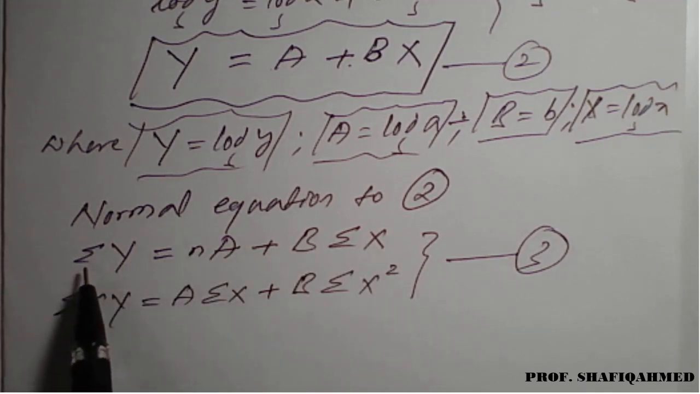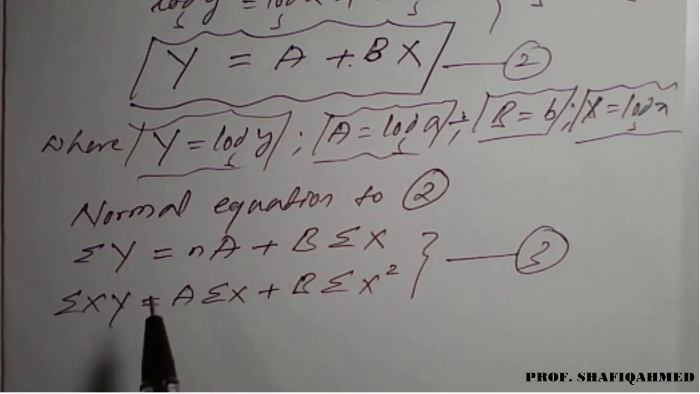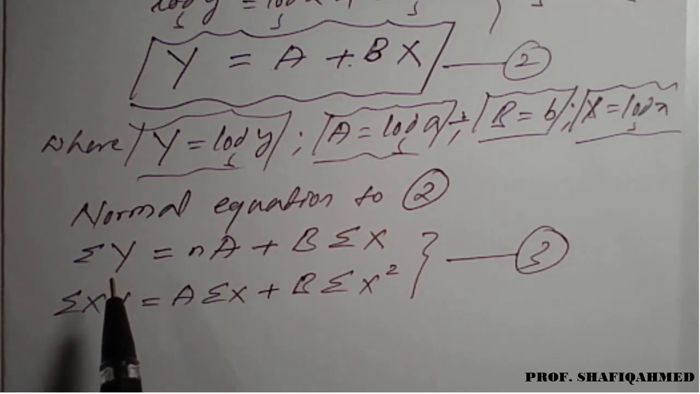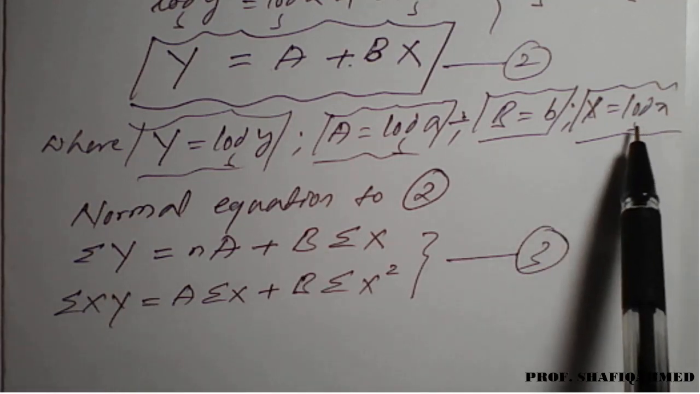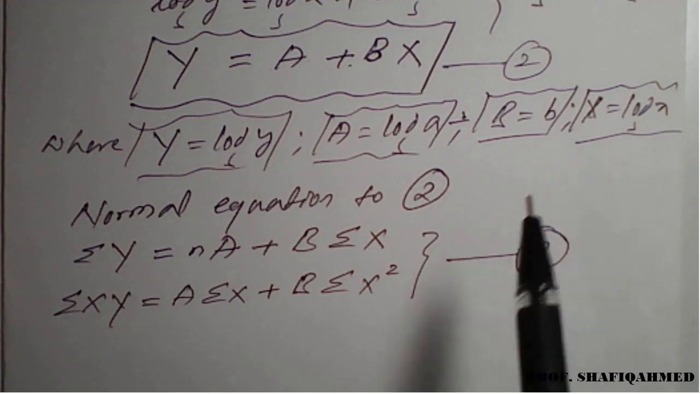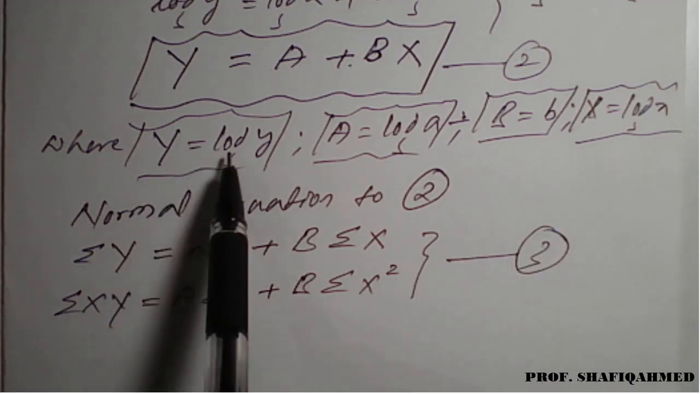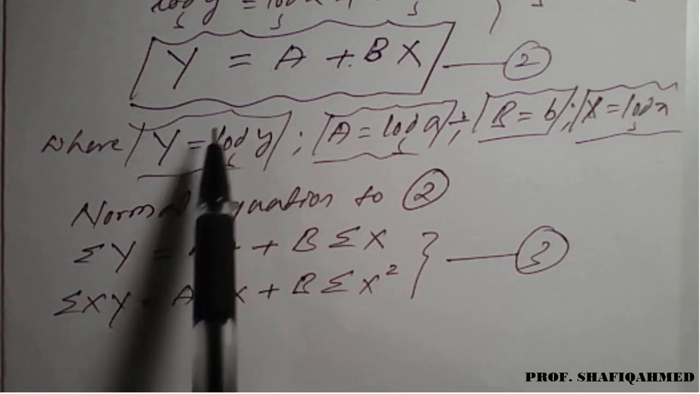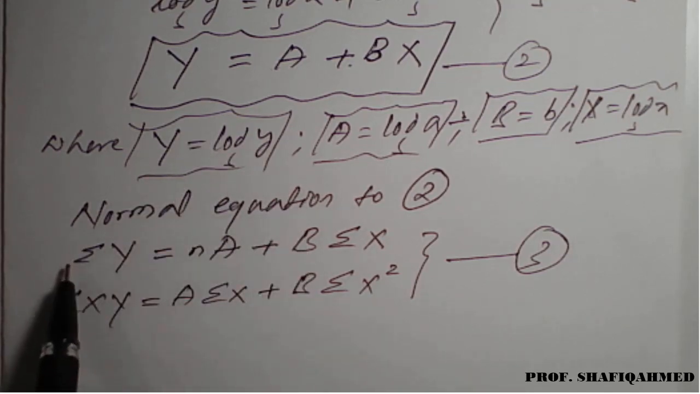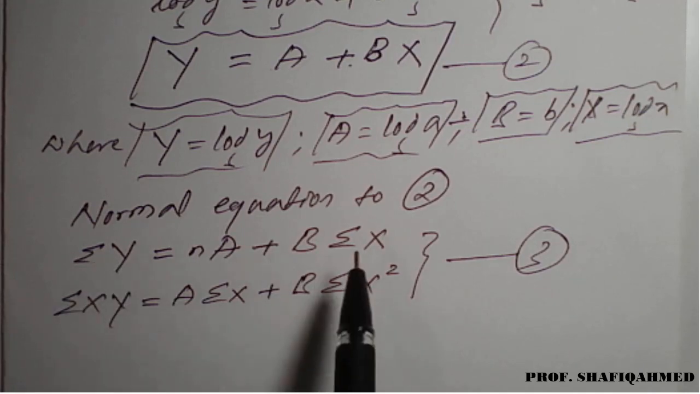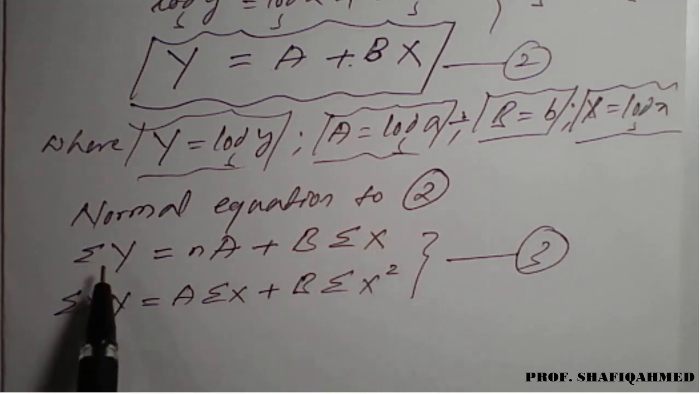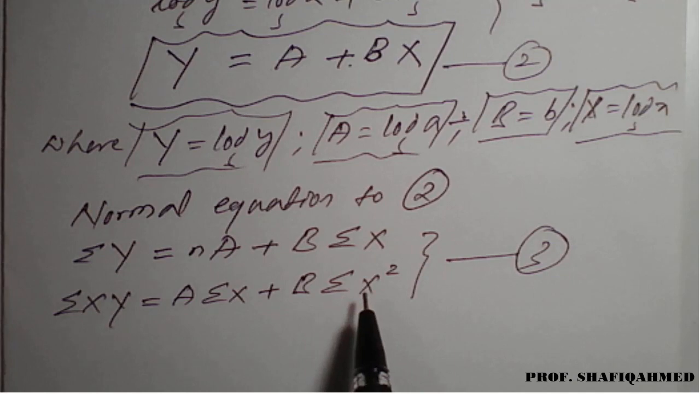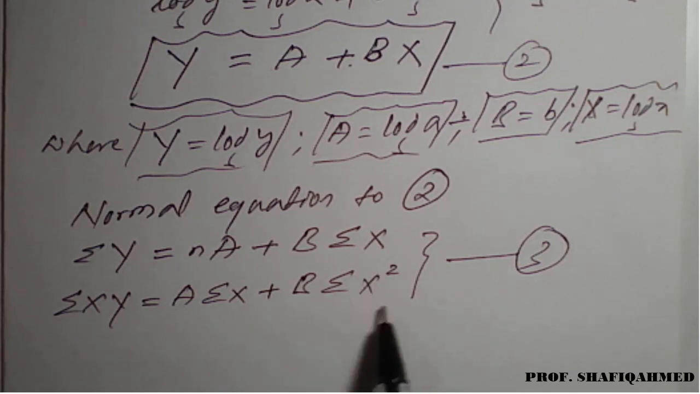So we need to get a column for small x and small y, they will give in the question. Small x we have to convert into capital X by using the formula log of x. Then small y we have to convert in terms of capital Y using capital Y is equal to log of small y. Then we'll get capital X into capital Y. Then we can get the value of summation of capital X, and here we'll get summation of capital Y. Then we'll get summation of capital XY, and summation of capital X square.